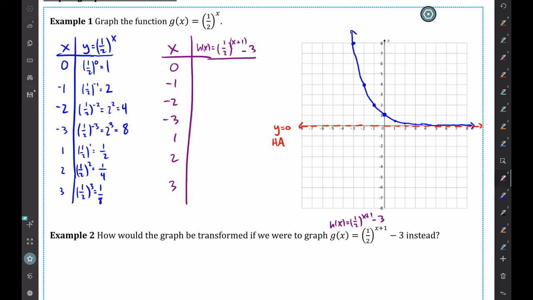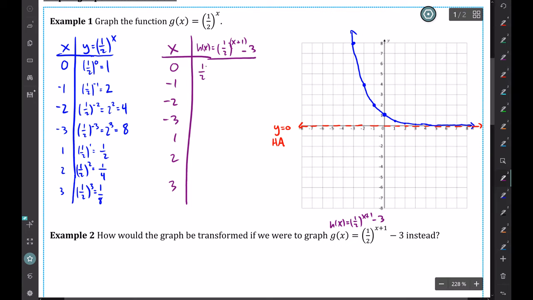Okay, I'll walk you through both processes. Let's start by plotting points, and then I'll tell you how you could have done the same thing with less work if you know how shifting the graph works. If you plug in 0, then you get 1/2 to the 1 minus 3, because 0 plus 1 is 1. So that's 2 minus 3, or negative 5/2. So 0, negative 5/2 would be right about there.